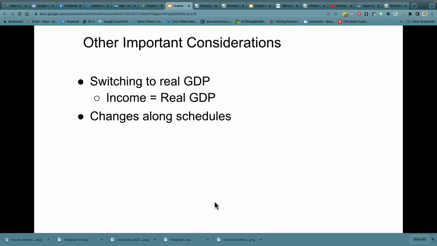Changes along these schedules, along the consumption schedule and the savings schedule, are very similar to the concepts we talked about with a change in demand versus a change in quantity demanded. So when we have a movement from one point to another point on a given schedule, it's called a change in the amount consumed, and that's caused by a change in income. A shift of the schedule, if that entire line goes up or down, is called a change in the consumption schedule, and it is caused by one of these non-income determinants of consumption.